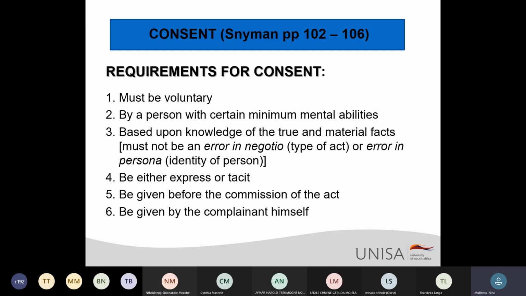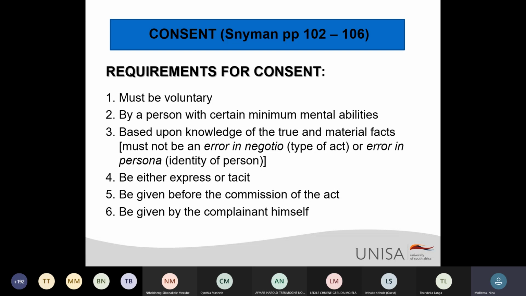Or the error in persona, that is, the identity of the person. I think in this study guide, we also have the case of C, which is also in the study guide for CRW2602, where a lady thought that the person who jumped into bed with her while she was sleeping was her husband. It was not her husband, but she had an error in persona and had sexual intercourse with the person. So she did not have knowledge of the true and material facts.